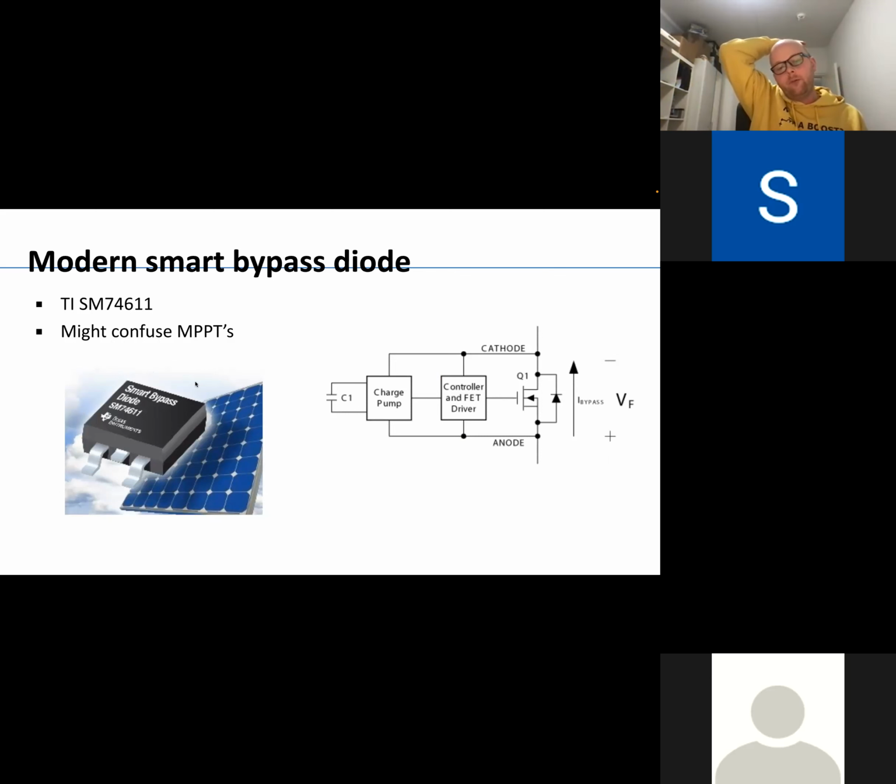One thing you should be aware of with those things is that they might confuse MPPTs. With the MPPTs I sell, I managed to make them compatible with the smart diodes. But it's always good to ask your maximum power point supplier if their algorithm is compatible with smart bypass diodes. The reason for that is that the diodes have this smart switch.